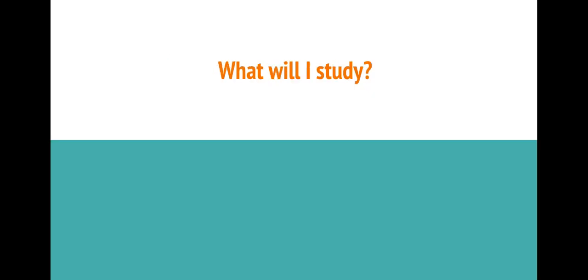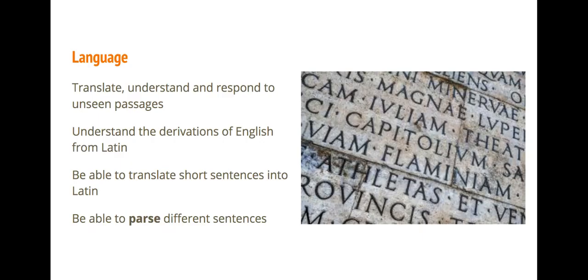So, in terms of thinking about what we would actually study, it's worth thinking about the different parts of the actual GCSE. Most of the GCSE, in fact 50% of it, is obviously looking at your ability to understand the language. And what the GCSE will ask you to do, what it'll develop your skills in doing, is to translate, to understand and respond to unseen passages, as in to be able to be presented with a passage of Latin and be able to translate it and answer questions on it. To be able to understand the derivations of English words from Latin words. Now, we've already talked about this during this video, but to be able to make those links between English and Latin.